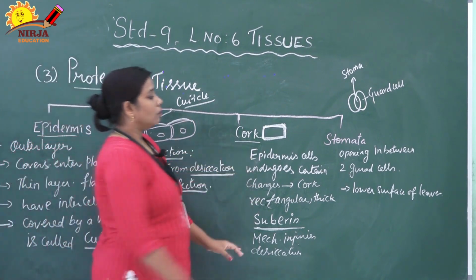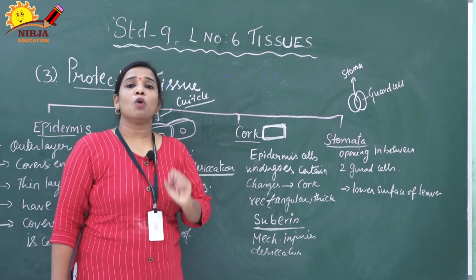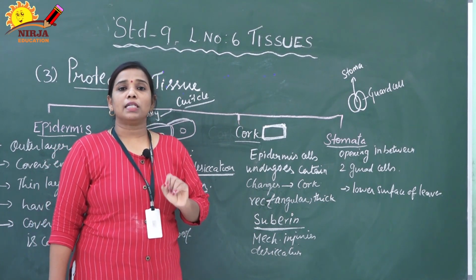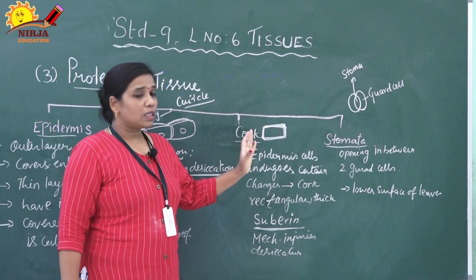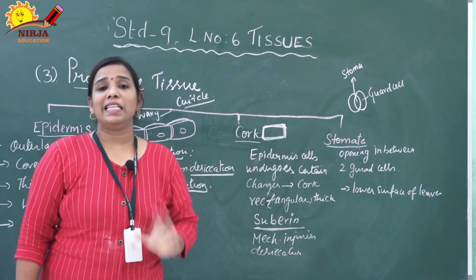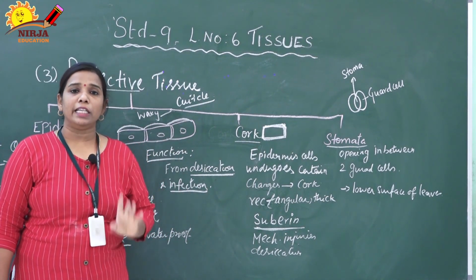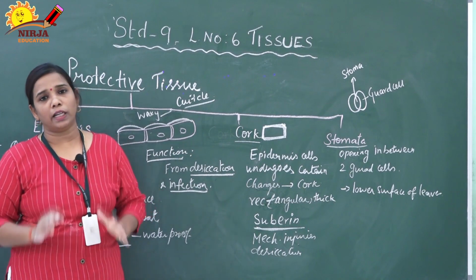The next one is stomata. Stoma means a small hole. The holes present on the surface are called stomata. These stomata are present mainly on the leaves. They are not present in every place. They are mainly present on the leaves, particularly the lower surface of the leaf.